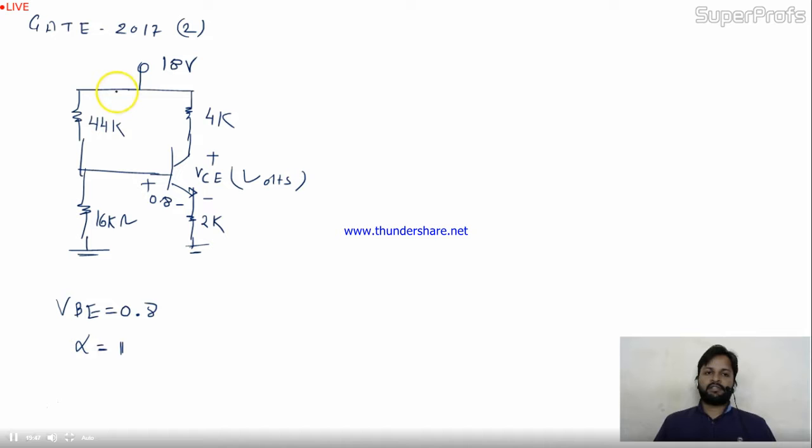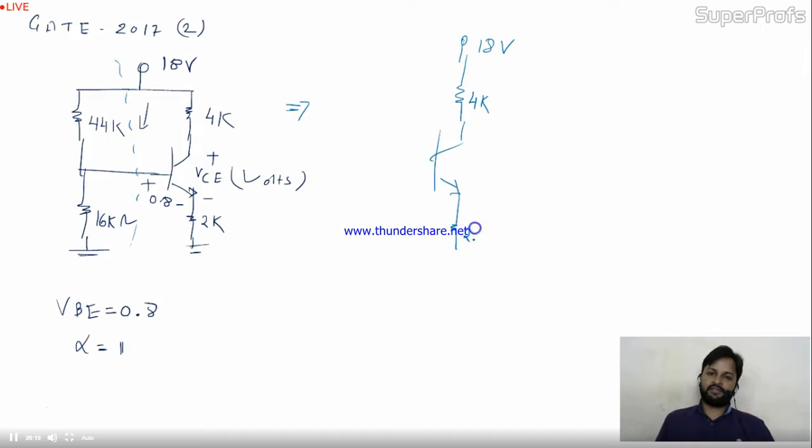Now, as we do in the potential divider circuit, we resolve the input stage. Here also we'll do the same. We'll take the Thevenin equivalent at this point. Now your new circuit will have 18 volt directly connected to the collector of the transistor, the 2K is as it is, everything is the same, and the input stage will be RTH and VTH.